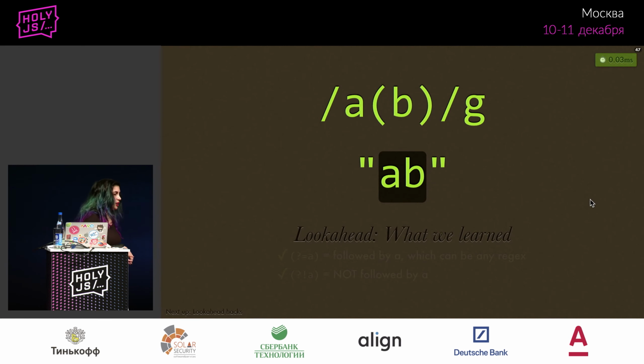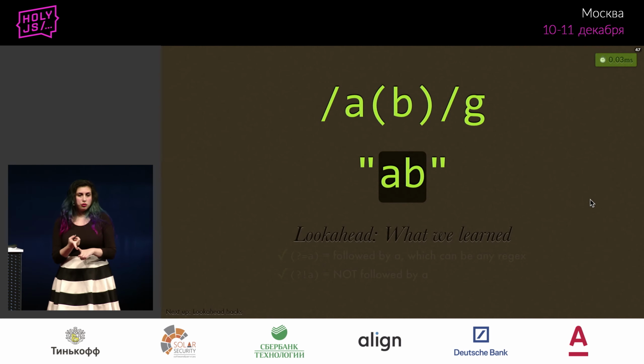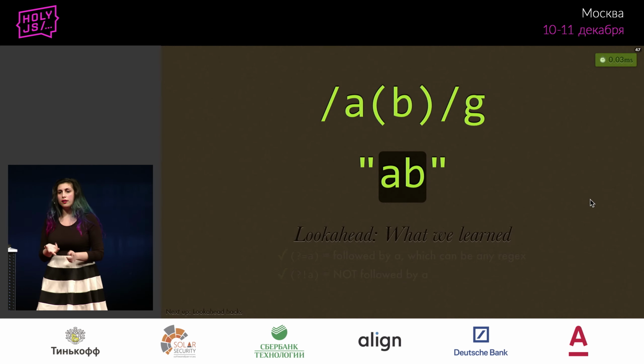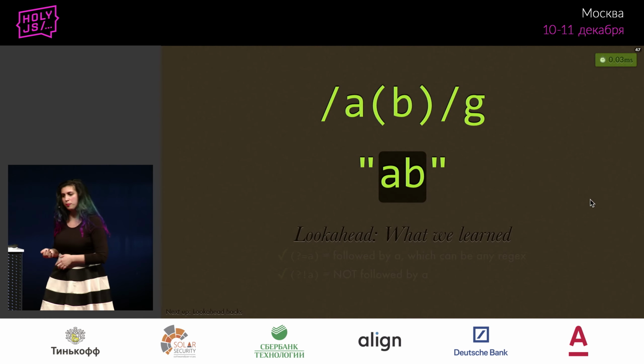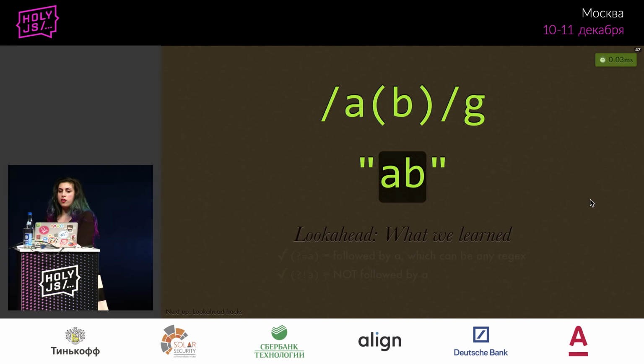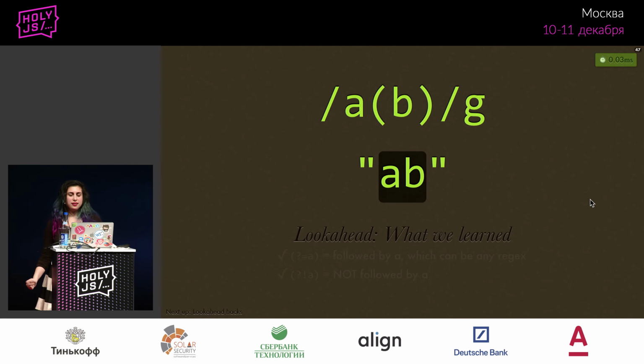So far, we've seen 3 zero-width assertions: the caret, which means beginning of string, the $, which means end of string, and the word boundary. Oh, 4 actually, and the useless non-word boundary. But the most useful zero-width assertions are lookarounds.